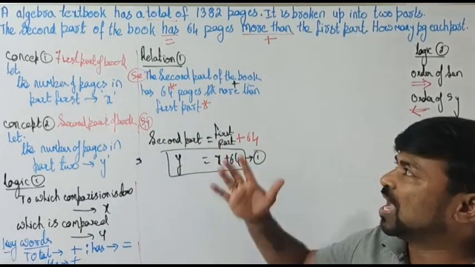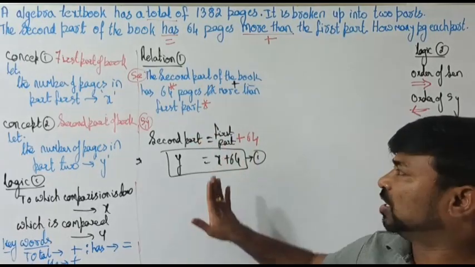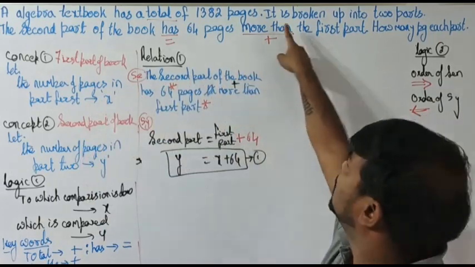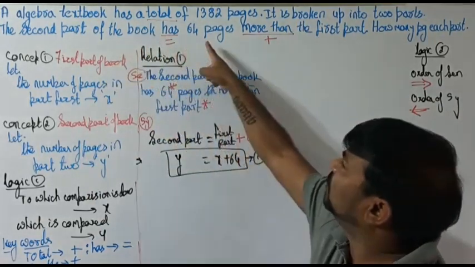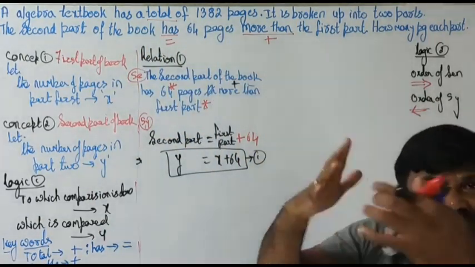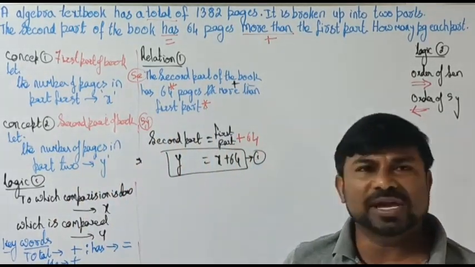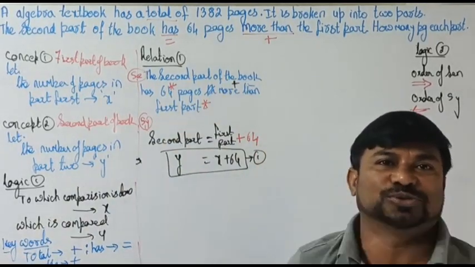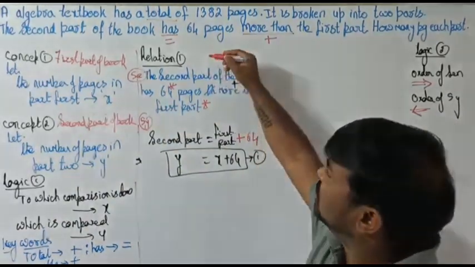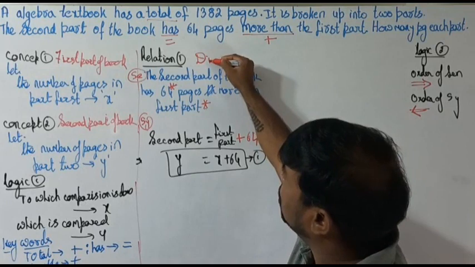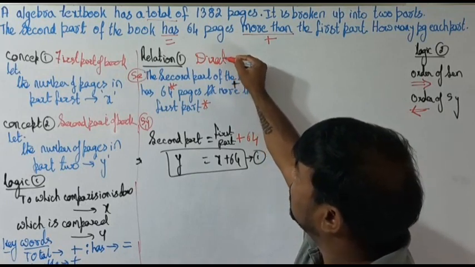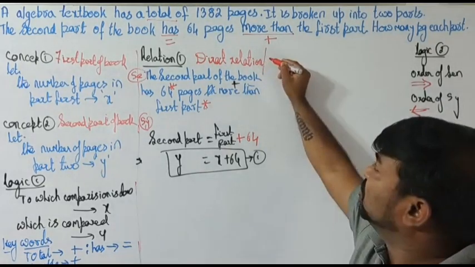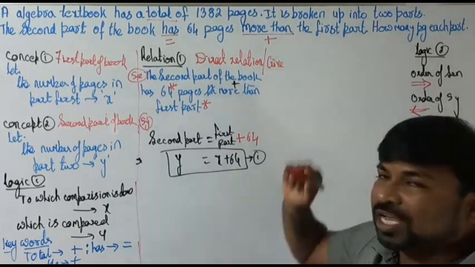Now we have to deal with the second equation. But please see here, the relation: the second part of the book has 64 more pages. He didn't give any other relation to us. This is the only relation he has given directly to you. Therefore, I like to call this a direct relation, or a given relation, whatever it might be.